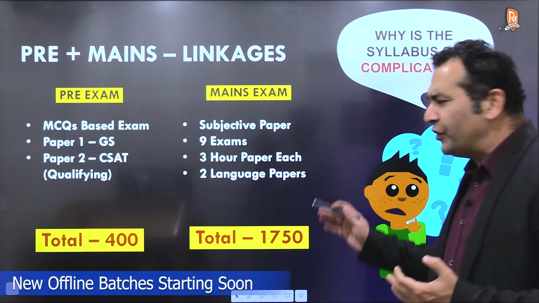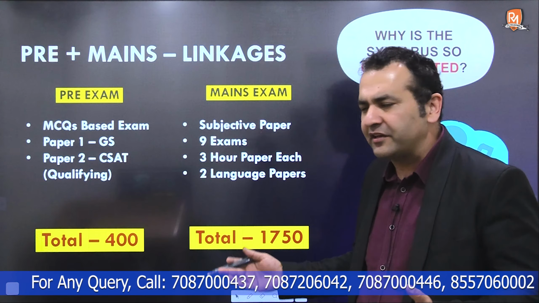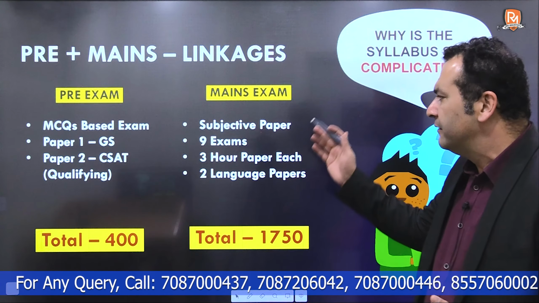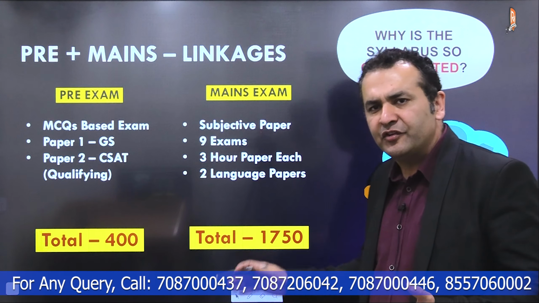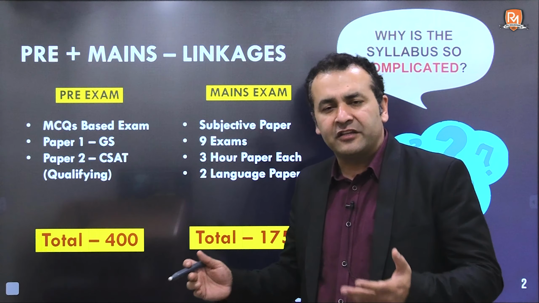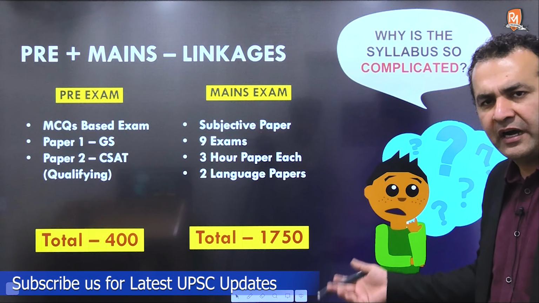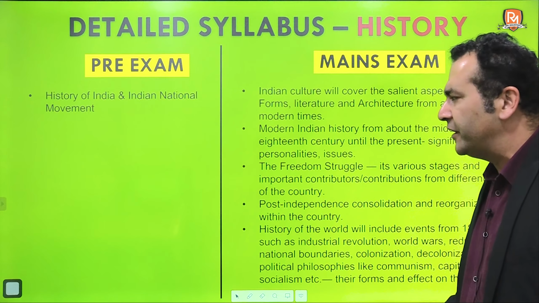So we know that there are two exams: the prelim exam, which is an MCQ based test with negative marking of 1/3, and the mains exam, which is subjective, in which we have 4 GS papers, and then there is an essay paper, 2 language papers, and then the optional subject, 2 papers. We know these things, so I am not going to waste a lot of time on them.